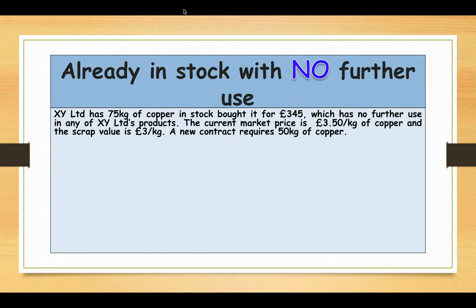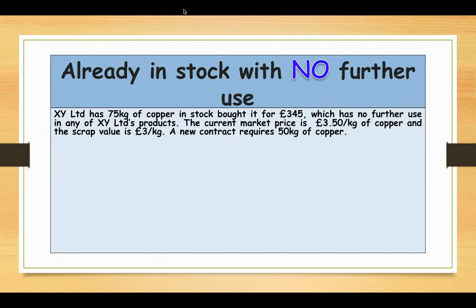Now we'll continue with the question, which has no further use in any of XY's products. The current market price is £3.50 per kilogram of copper and the scrap value is £3 per kilogram. So if the company is not going to use this copper for this contract, the company is going to scrap this copper. So when they scrap this copper, they will get only £3 per kilogram.